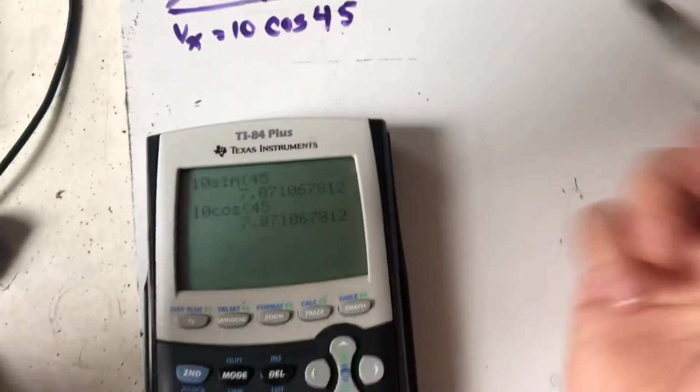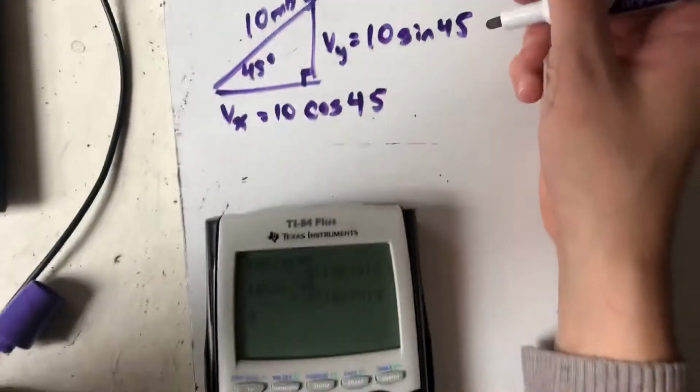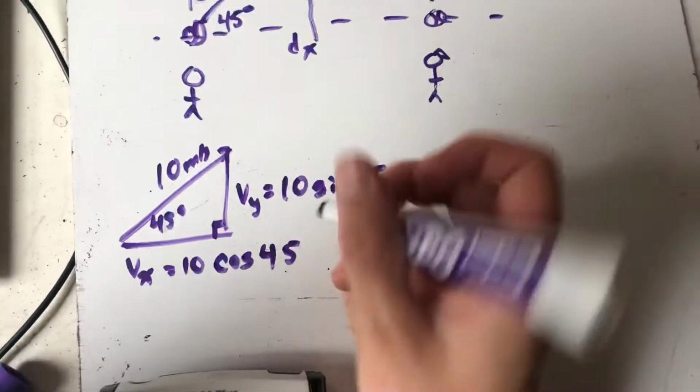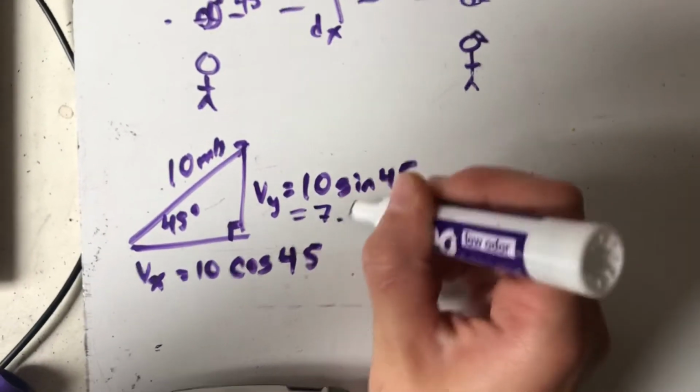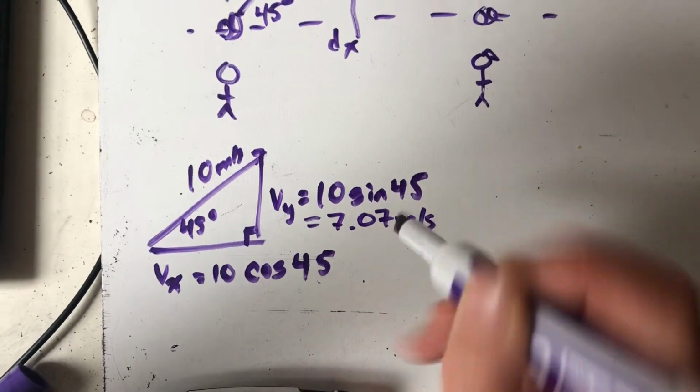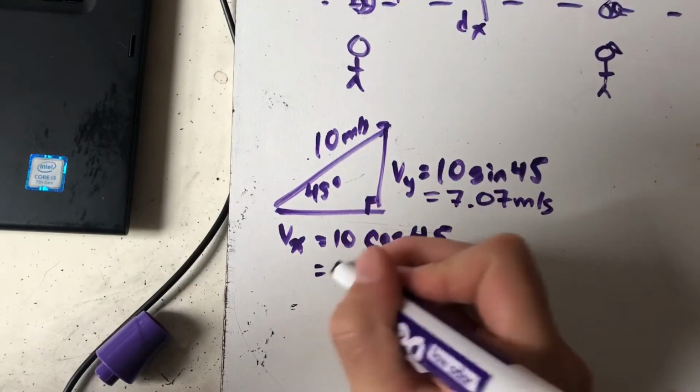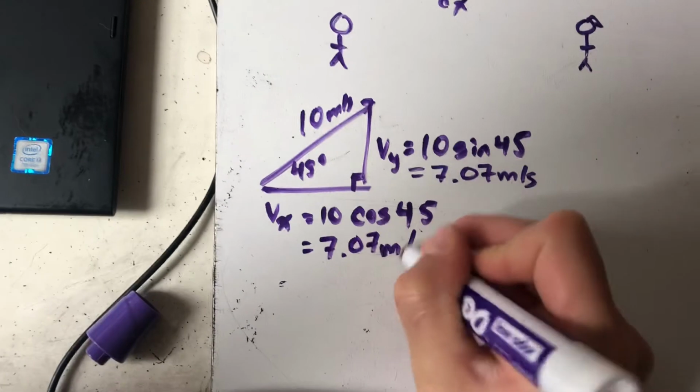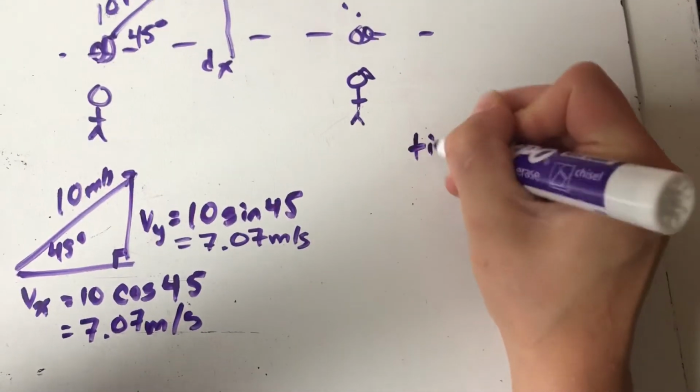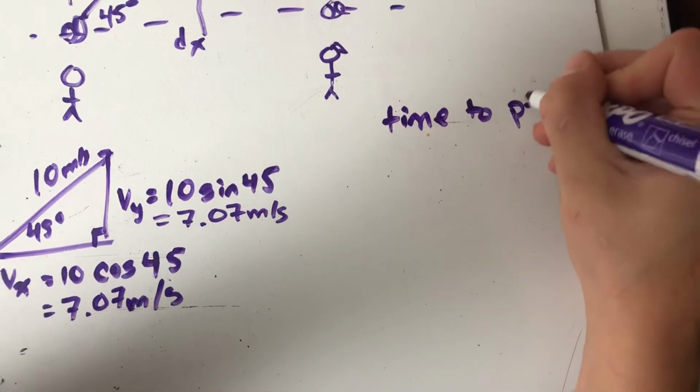And you can see that they are the same. I didn't actually have to put them both in. But so this initial velocity here is about 7.07 meters per second. This initial velocity is the same, 7.07 meters per second. So now let's find the time to the peak.